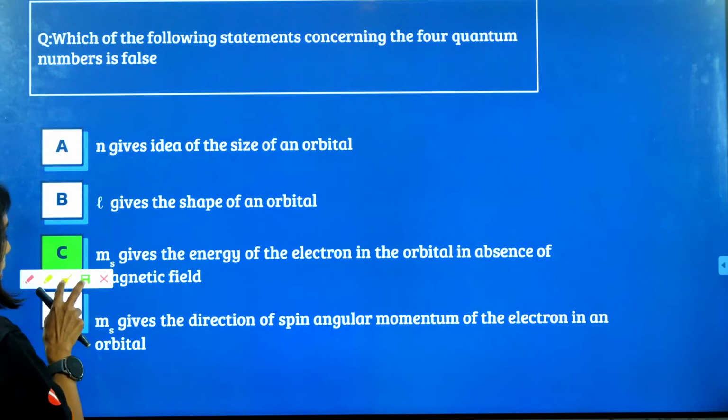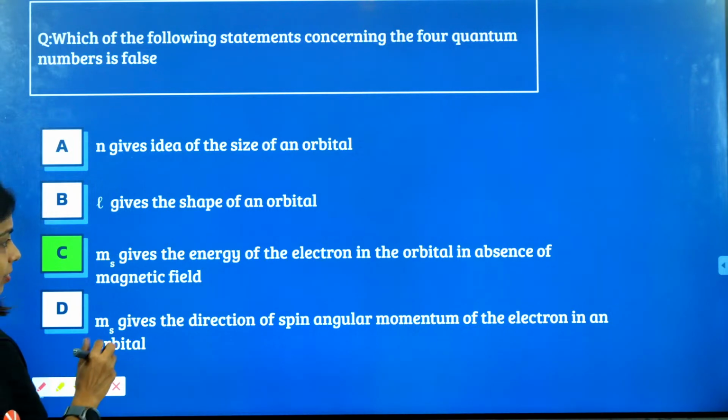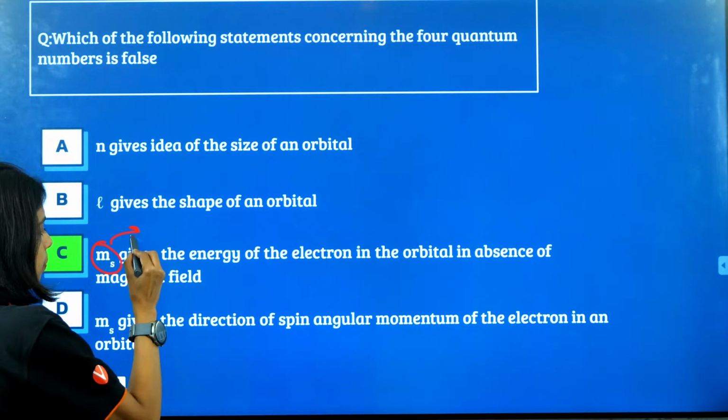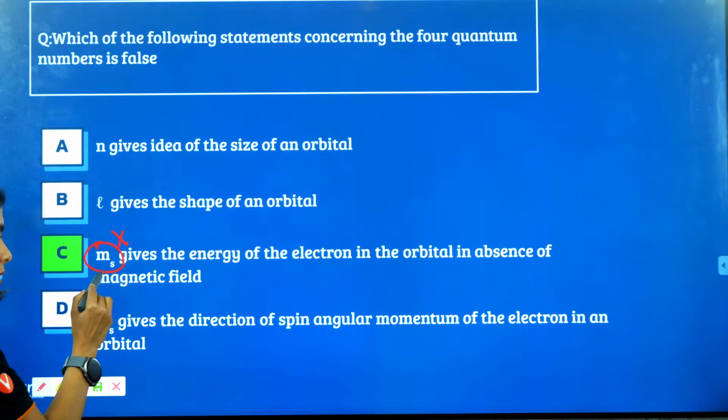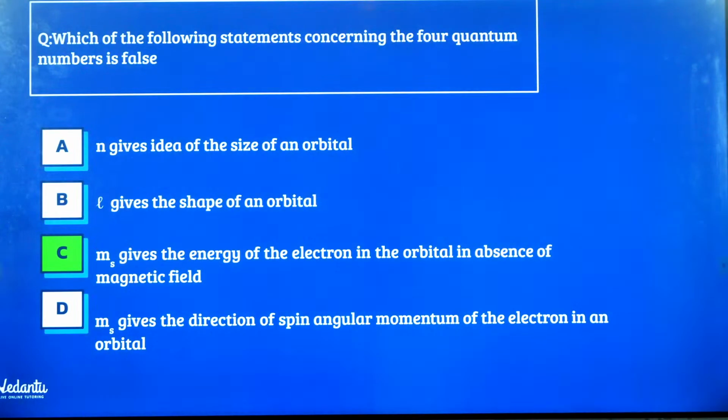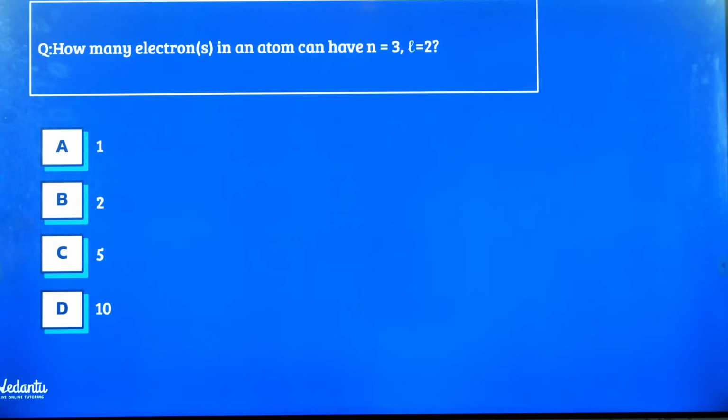Now this is the MS value. What does it tell you, guys? The magnetic quantum number tells you about the orientation of the orbital basically. And the spin quantum number tells you about the spin, right? So this is not correct. The spin quantum number doesn't tell you about the energy of the electron. This is false.